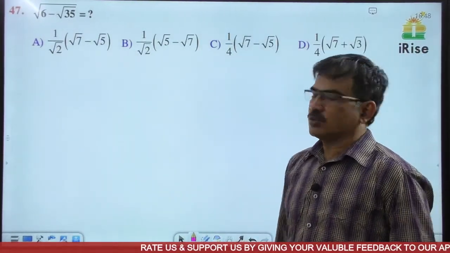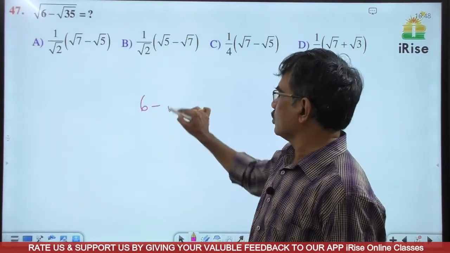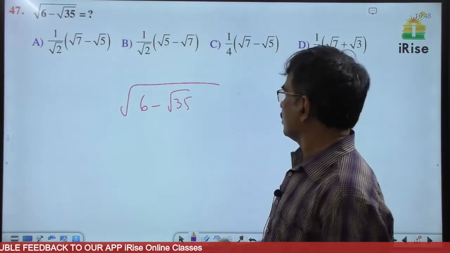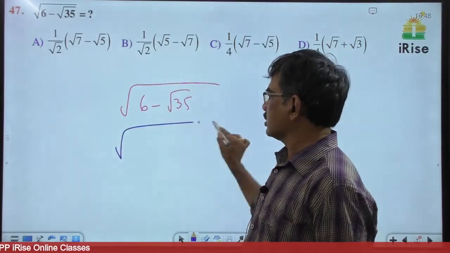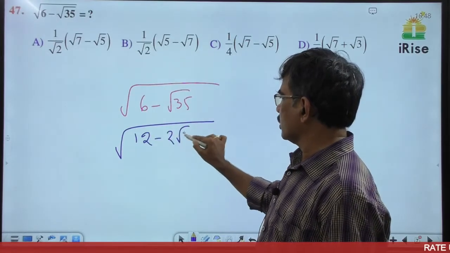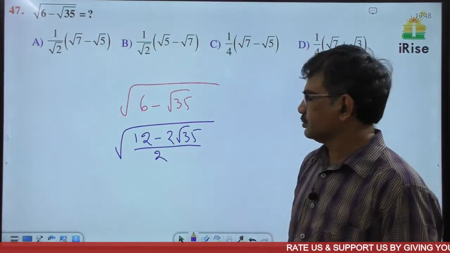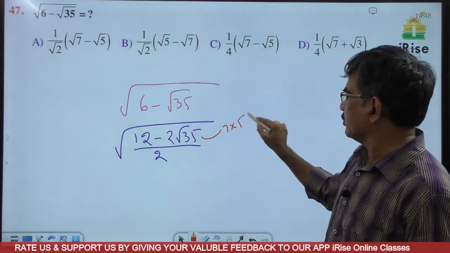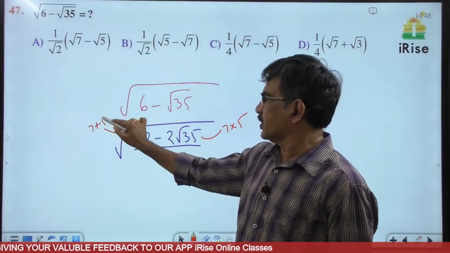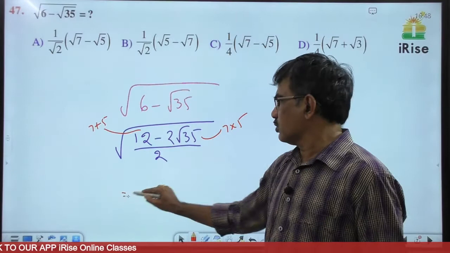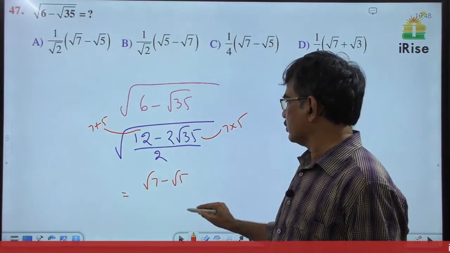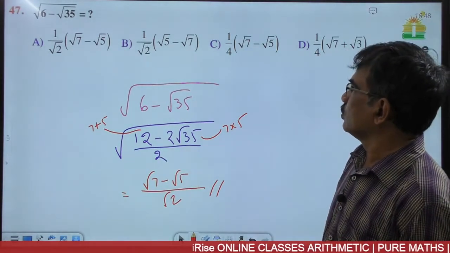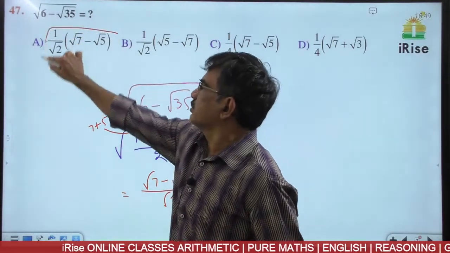What is the square root of 6 minus root 35? Here 2 is not there. I want to write this as 12 minus 2 root 35 by 2. Here this is 7 into 5, this is 7 plus 5. So what is the square root of this? Root 7 minus root 5 by root 2, because root 2 is there in the denominator. Root 7 minus root 5 by root 2 is the answer.